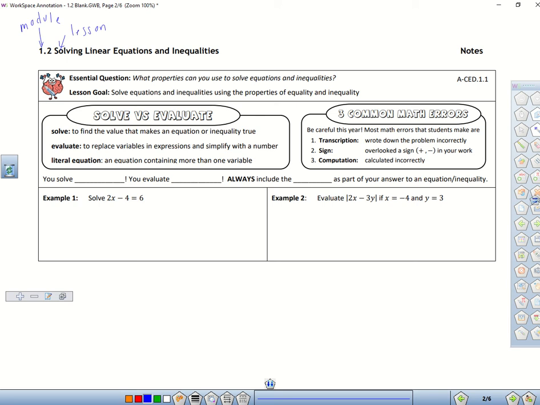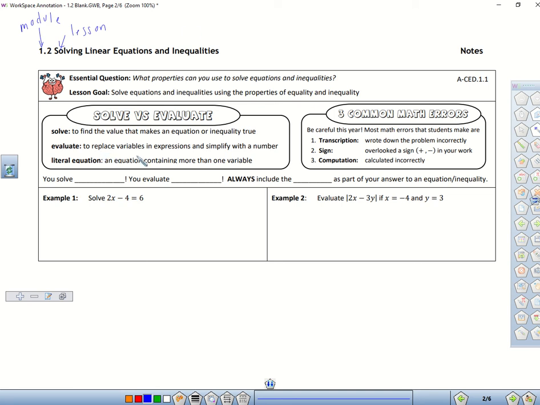So when you're solving something, you're finding the value that makes an equation or inequality true. This is when you're solving something like this here, where you have an equal sign. Okay, when you have an equal sign, that means you're going to be solving for the variable. You're going to find the value for the variable which makes the equation true, or the inequality true.